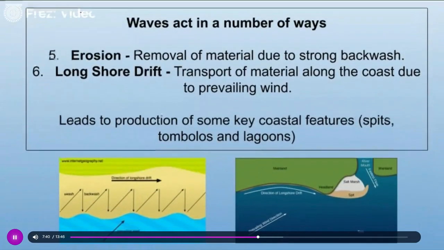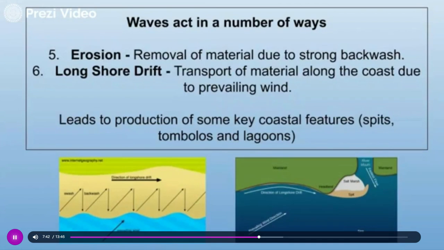The next group of wave actions, first is number 5, erosion. Erosion is the opposite of deposition, which we just talked about. This is where we have a removal of material, generally due to a strong backwash. So this is where material has been deposited in the past, and we might get a situation where the waves move out faster backwards than they moved in. And what this does is it drags sediment with it. Sediments and sands are moved back, and you end up with quite a steep beach in this particular case.